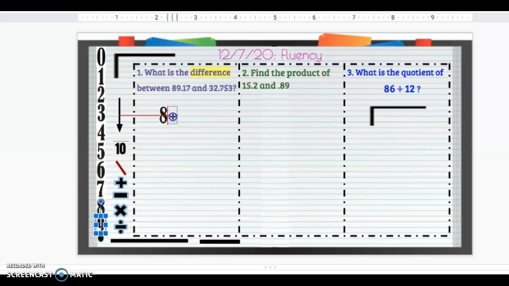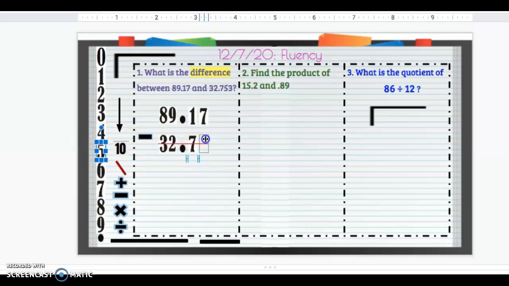9, point 1, 7 from, so we're subtracting from, and we have to line up our digits and our decimal points. So the 2 is in the ones place, so I put the 2 underneath the 9 in the ones place. The 3 is in the tens place, so I put the 3 underneath the 8 in the tens place. 7 is in the tenths.